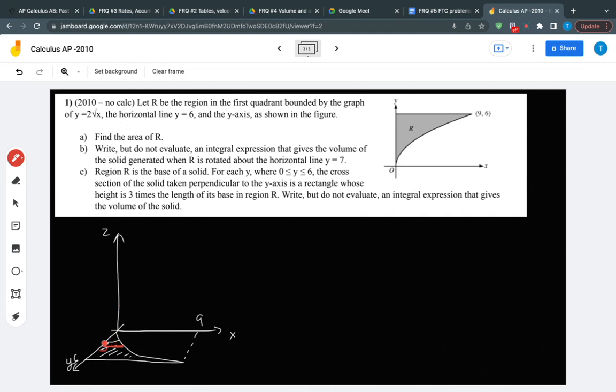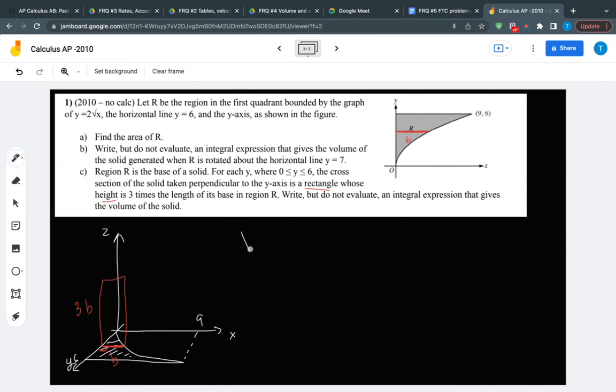And then they have the rectangle, whose height is 3 times the length of the base. So this is the base, and this is 3 times the base. They ask us to find the volume when the bar moves from 0 to 6. In here we can draw the bar, this is B.